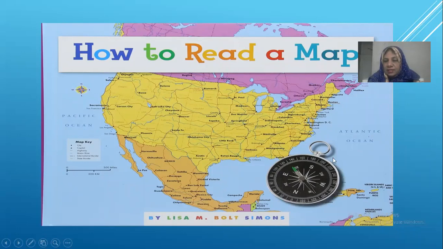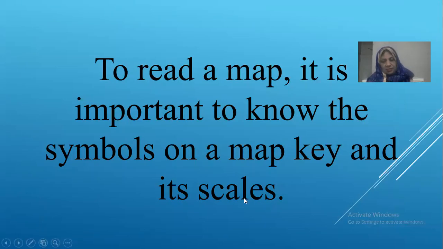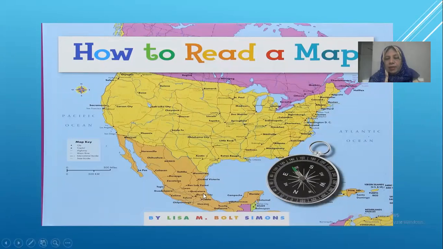Look at this. What is this? This is known as the compass rose. Compass rose shows the directions, that is north, south, east and west and other directions also. This is known as the compass rose, which is the main component of the map through which we can easily read a map. Another main component is scale.